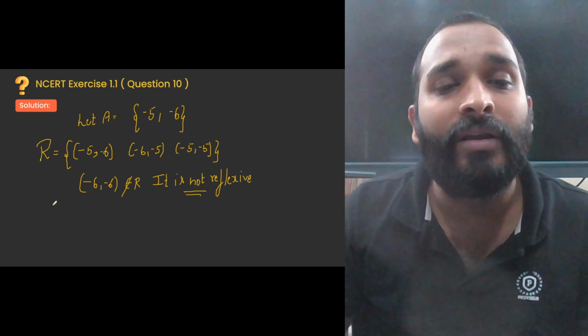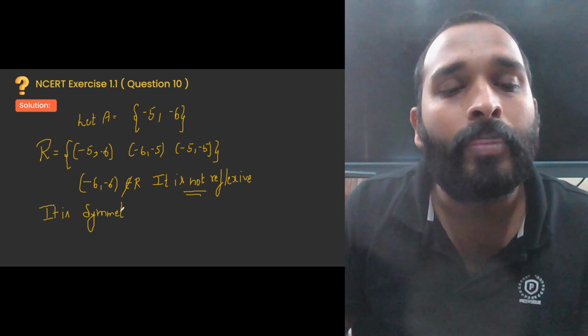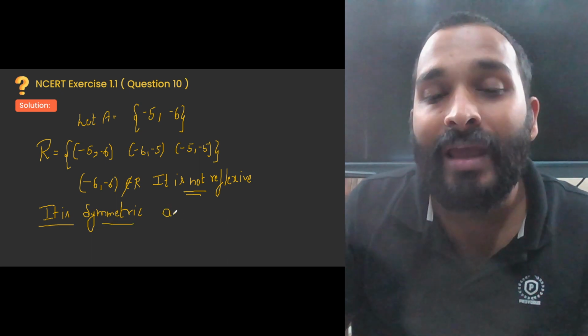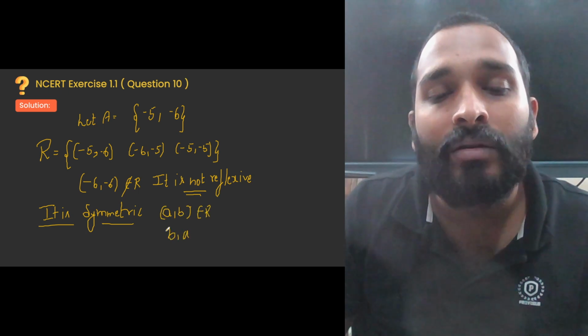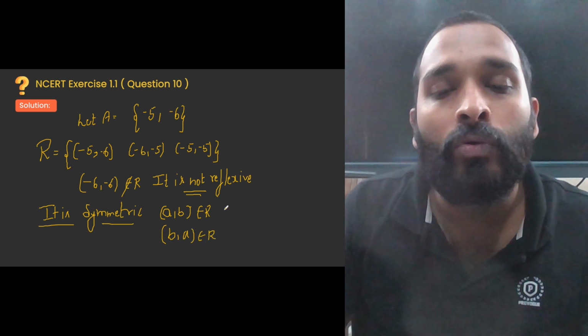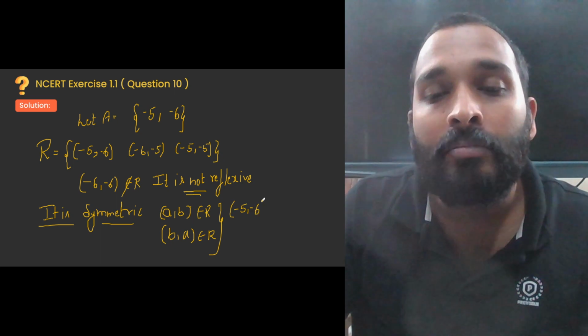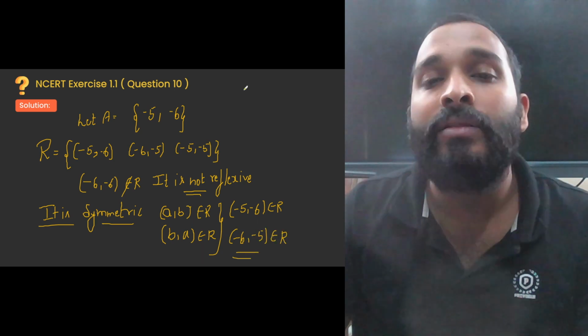Now check for the symmetry condition, children. It is symmetric. What is the reason it is symmetric, children? Tell me. If you're checking for the symmetry condition, the reason is that for every (a, b) belonging to R, (b, a) also belongs to R. True. Because if you notice here, (-5, -6) belongs to R, and (-6, -5) also belongs to R. So it is symmetric.